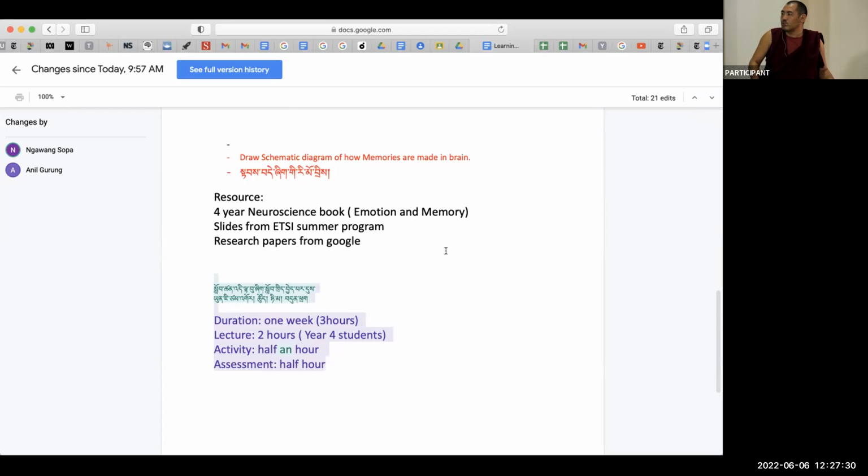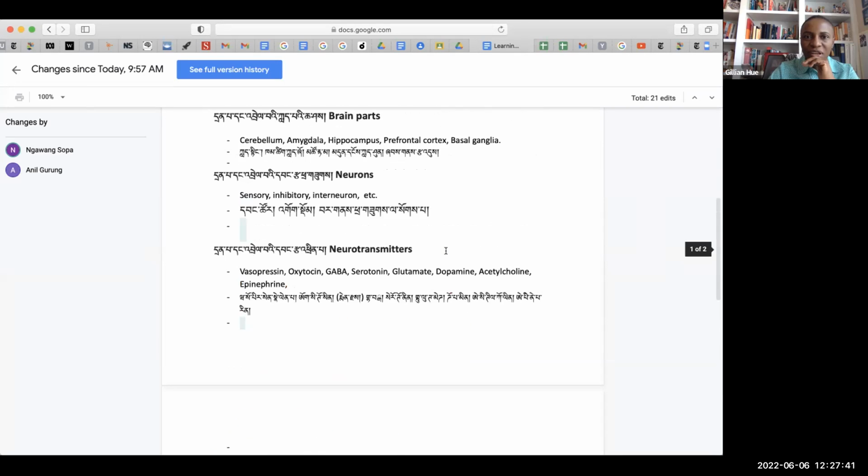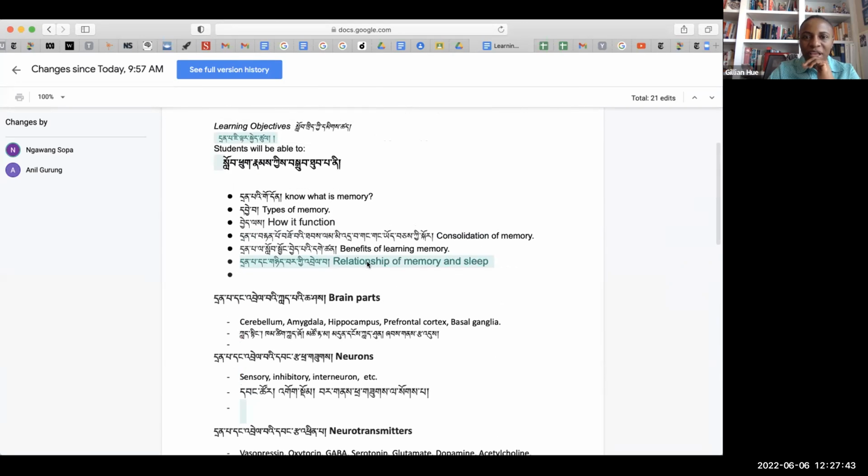Yes, and they will use half, 30 minutes, for the lecture and then the rest, 30 minutes, for assessments and the activity. Okay, very good. And what would that activity look like? So you have here the relationship of memory and sleep. How would you think about the activity? Do you send them home to sleep and see if they can remember something, or what's the exercise you're thinking of?